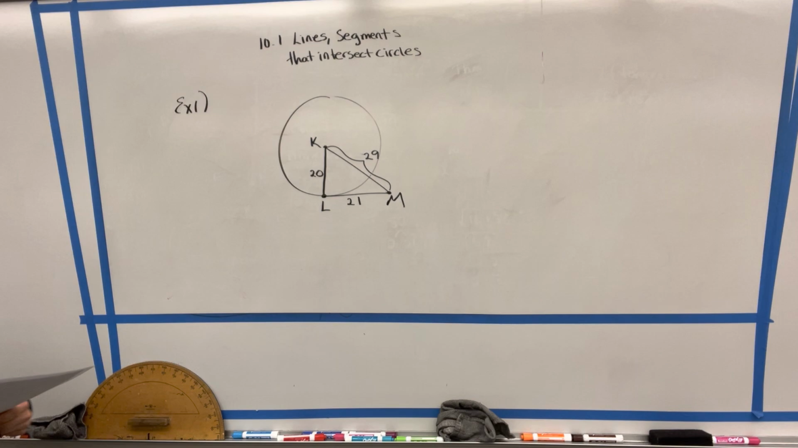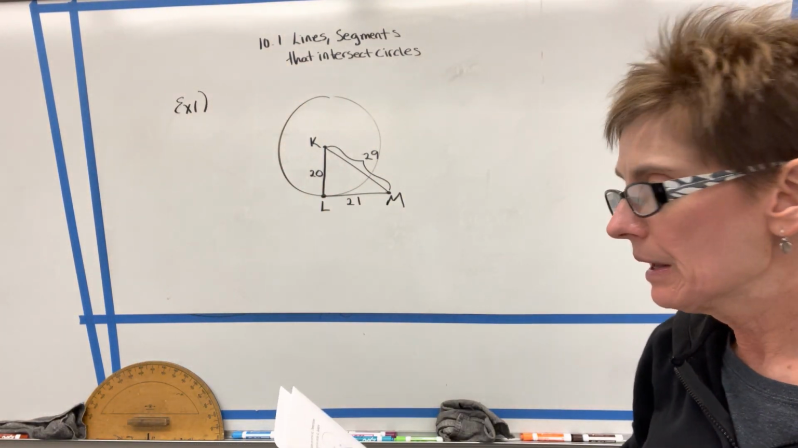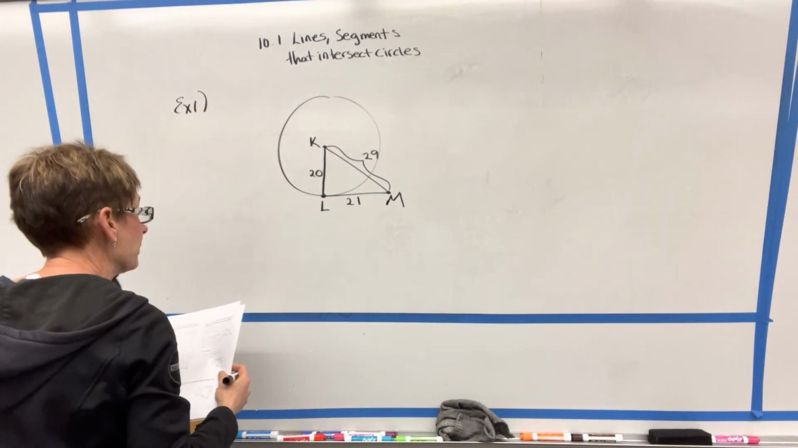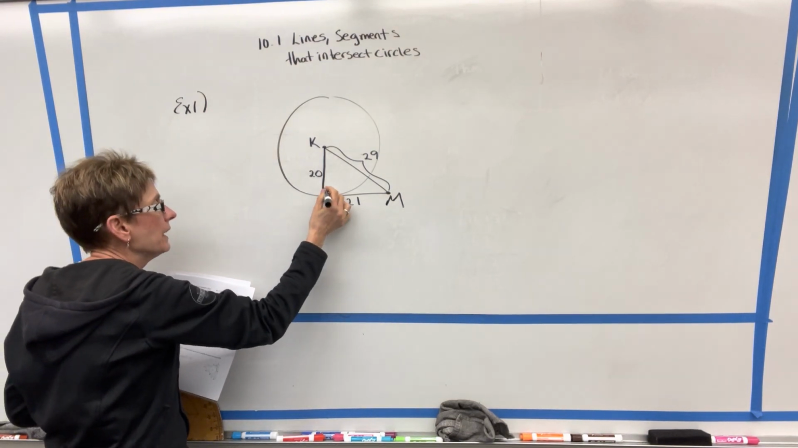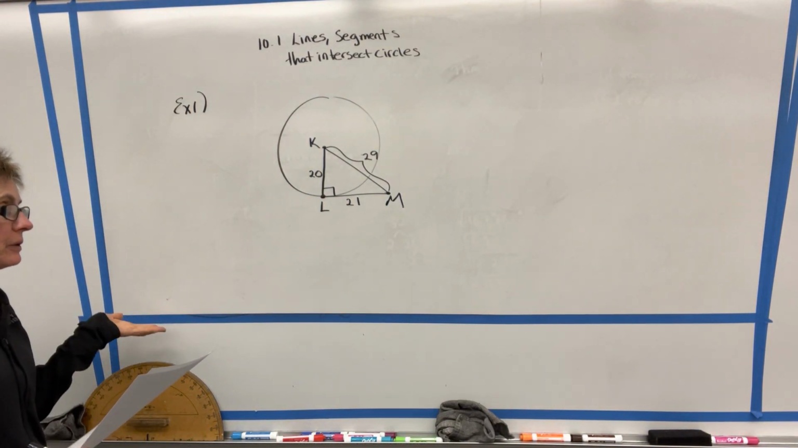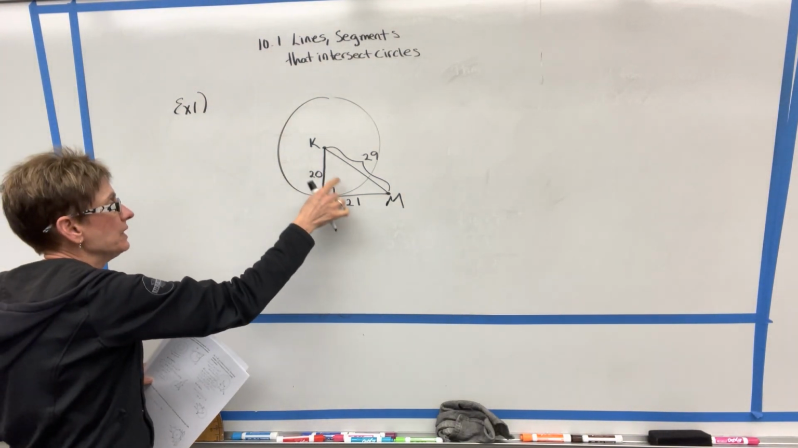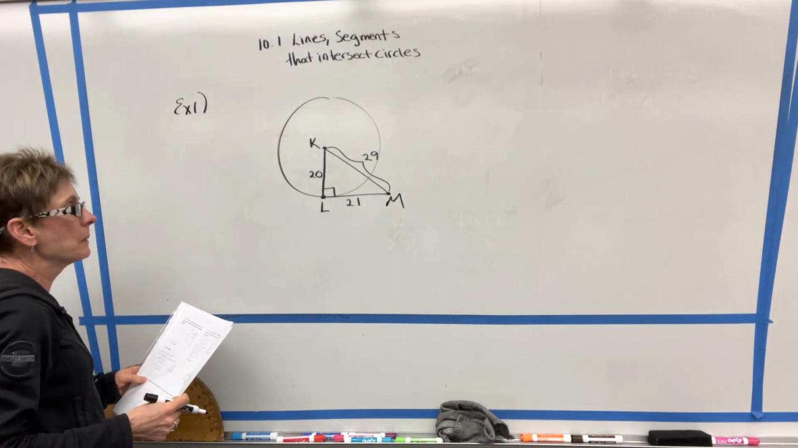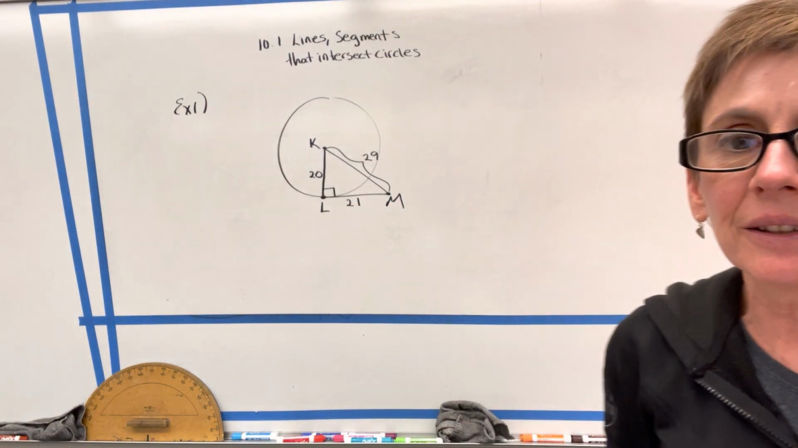All right, so the directions on this problem say KL is a radius of circle K. Determine whether LM is tangent to the circle. Justify your answer. Now remember, we learned that if LM is tangent to the circle, then it's going to be perpendicular to the radius. It's also true that if it's perpendicular to the radius, then it is a tangent of the circle. So if we can prove that these two lines are perpendicular, we can say that LM is a tangent. Does anyone have a thought as to how we could prove that those two lines are perpendicular?